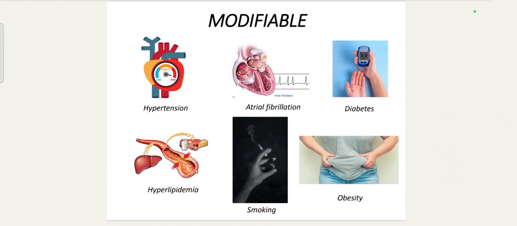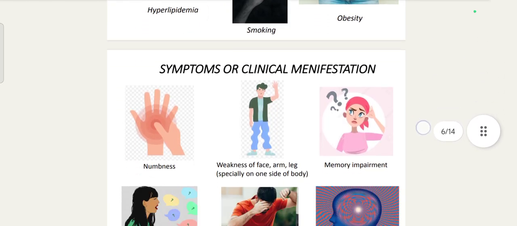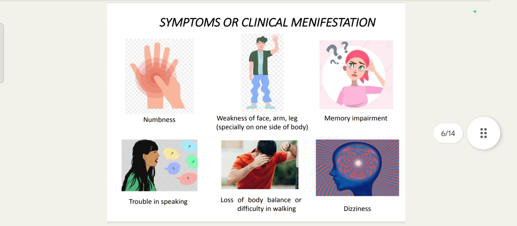Next, we will see what are the clinical manifestations or signs and symptoms of CVA. The first one is numbness or paralysis on the face, upper extremities and lower extremities, most likely on just one side of the body. The second one is trouble in speaking. The third one is weakness of face, upper extremities or lower extremities, especially one side of the body. The fourth one is loss of balance or difficulty in walking. And the fifth one is memory impairment due to neurological deficit. The last one is dizziness.